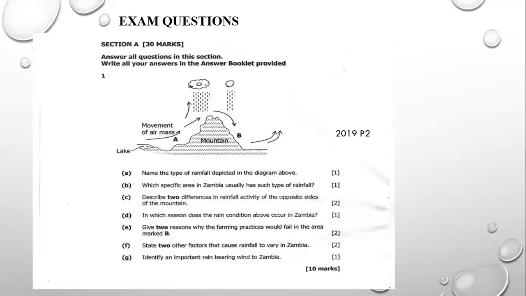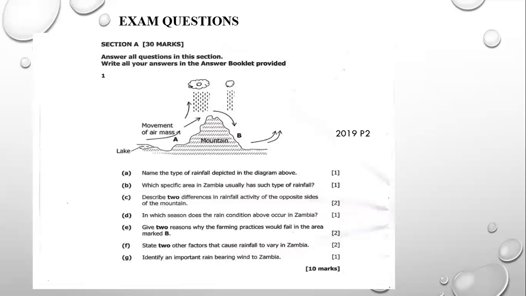So the difference between side A and B is that side A, which is the windward side, receives heavy rainfall, whereas side B receives very little or no rainfall. The other difference which we can give here is that side A receives moist, warm air, whereas side B receives very, very dry air.